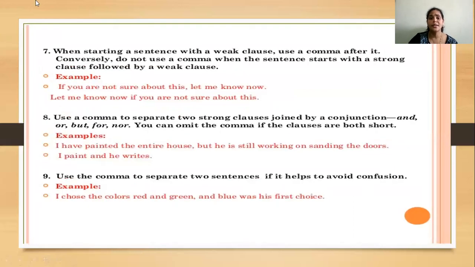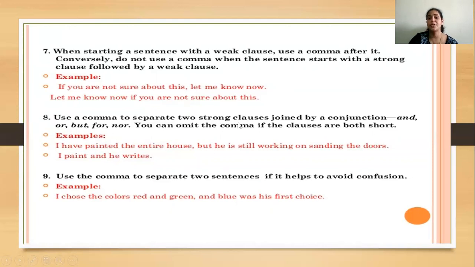Now, when starting a sentence with a weak clause, use a comma after it. For example, if you are not sure about this, it's a weak clause, let me know now. But it's a strong clause that is there. So in such cases, you need to use a comma. For example, let me know now if you are not sure about this. So if there is a weak clause, you need to put a comma and continue with the remaining sentence.